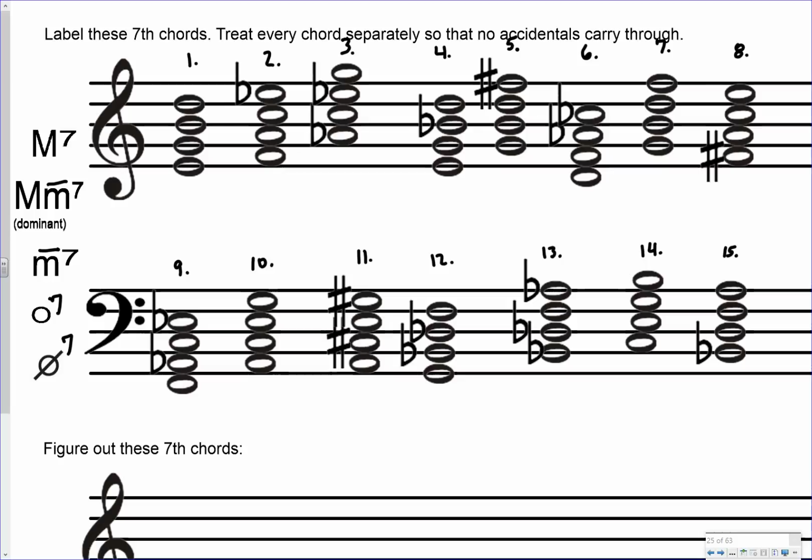If you need to consult the interval chart for the seventh chords that we studied in the first video, please do so. But at this point, we really should be, as they say, off book when it comes to knowing our intervals for seventh chords.